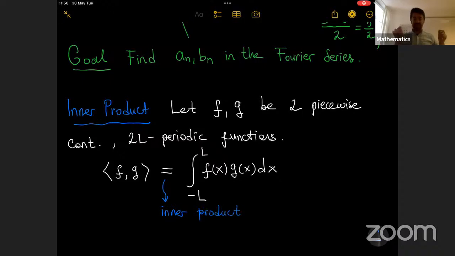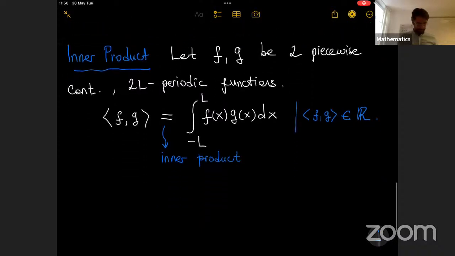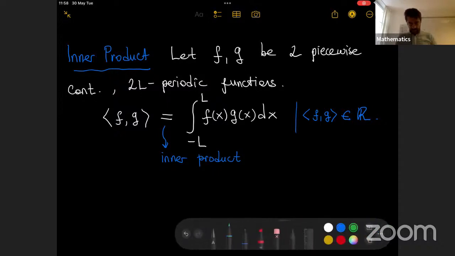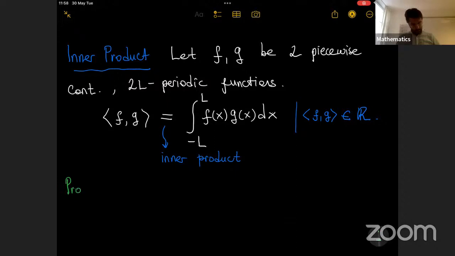So inner product takes two functions and returns a value. After you integrate, you will get a number, right? So it's like inner product here, f and g. It's a function which returns a real number, okay? So at the end, it's an element of real numbers, okay? Well, let's write some properties of this.